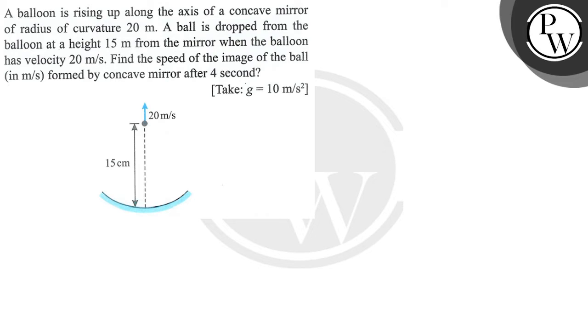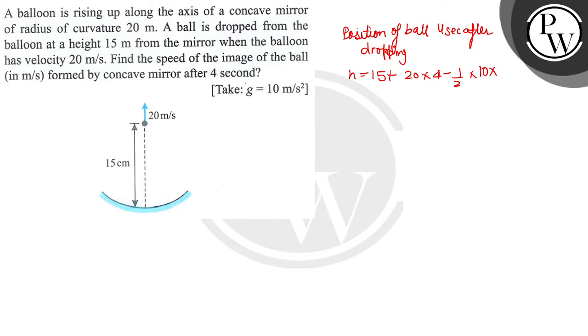So, sabse pehle hum kar sakte hain position of ball, 4 second after dropping. So position hogi uski as h is equal to 15, that is the initial height, plus 20 into 4 minus half into a into t square, that is 4 square. Calculating it will be 15 plus 80 minus, this will be 16 into 5, that is it will be left as 15 meter.